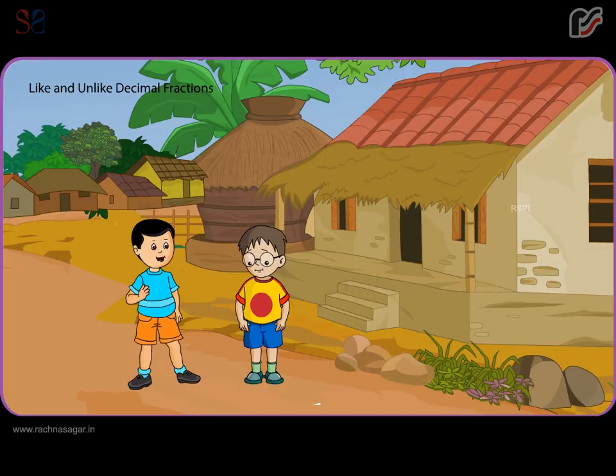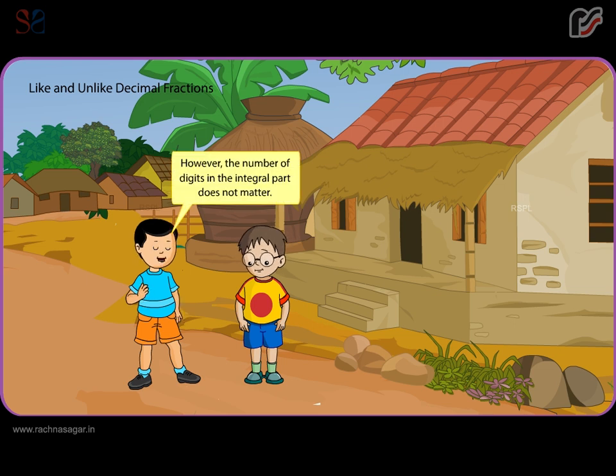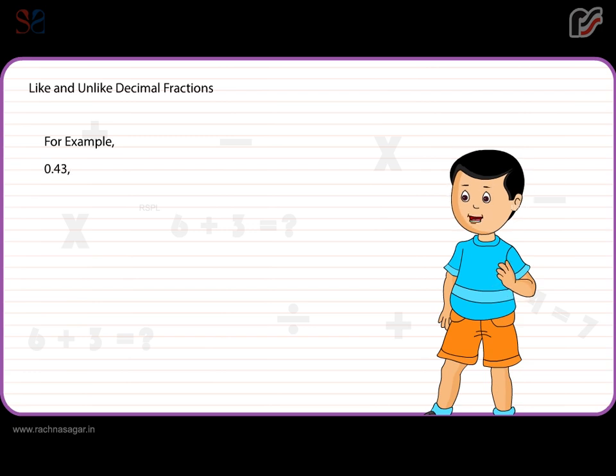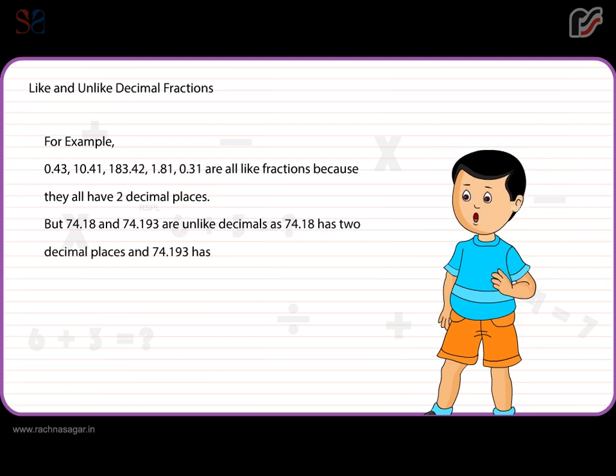Like and unlike decimal fractions. Two or more decimal fractions are called like decimals if they have an equal number of decimal places. However, the number of digits in the integral part does not matter. For example, 0.43, 10.41, 183.42, 1.81, 0.31 are all like decimals because they all have 2 decimal places. But 74.18 and 74.193 are unlike decimals as 74.18 has 2 decimal places and 74.193 has 3 places of decimal.